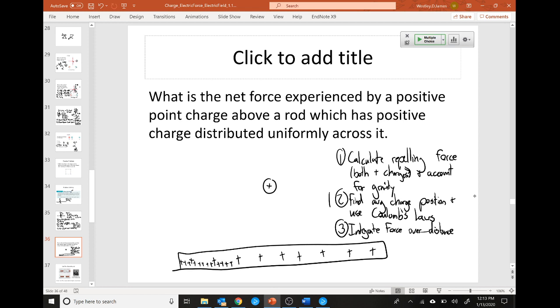I can model this thing on the bottom as being made up of an infinite amount of them. I can break it into an infinitesimal amount of them, which means there's an infinite amount of them. And then what I would do is find the force from this point charge on this one, and the force of this one on this one, and so on and so on. And this is where an integral comes in. An integral is what you use when you want to add up the contributions of an infinite number of something.